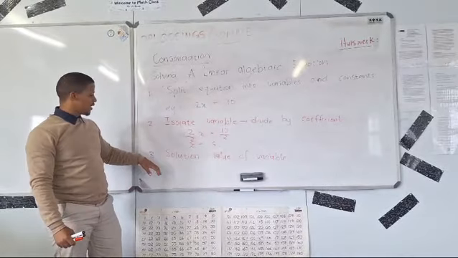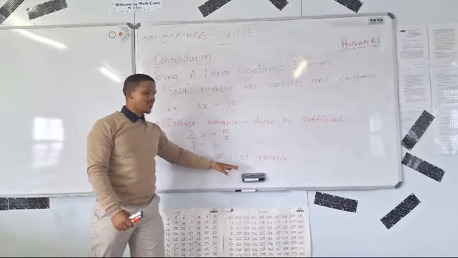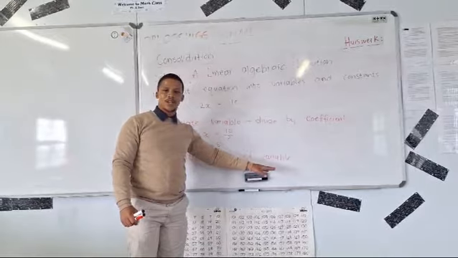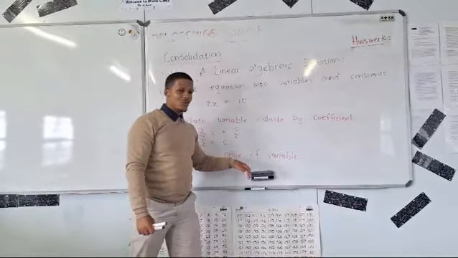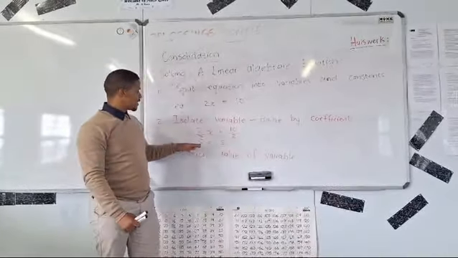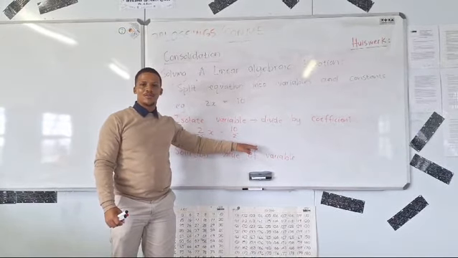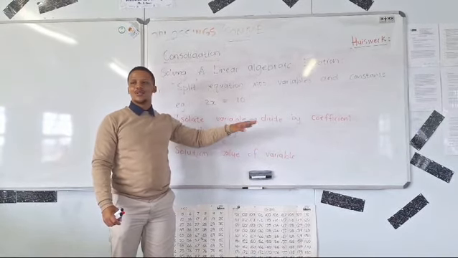So now we say the solution is the value of the variable, right? The solution is the value of the variable. In this case, x is equal to 5. Okay?